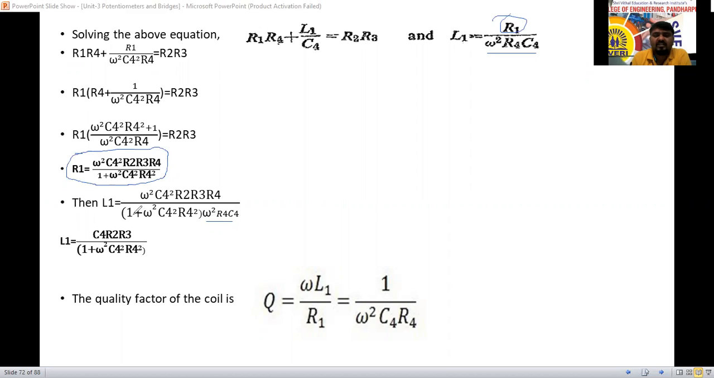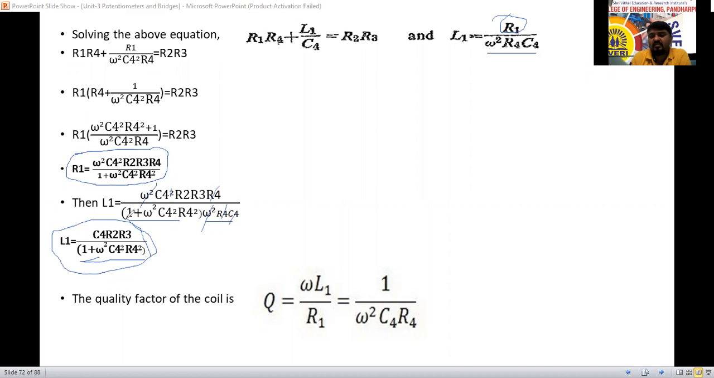Now by simplifying this equation here, omega square will get cancelled. Next R4 will get cancelled here. C4 and C4 square is there, it will get cancelled here. So C4 term is left here: C4 R2 R3 divided by this whole term here. This will give the L1 equation here. Now we have derived the L1 and R1 equations for the Hayes bridge here.